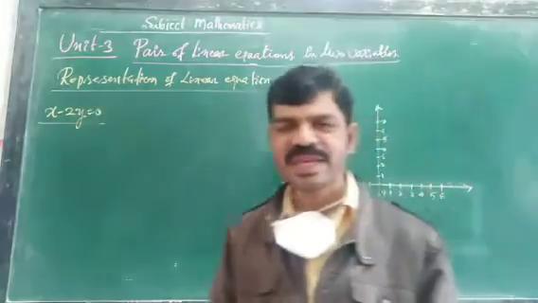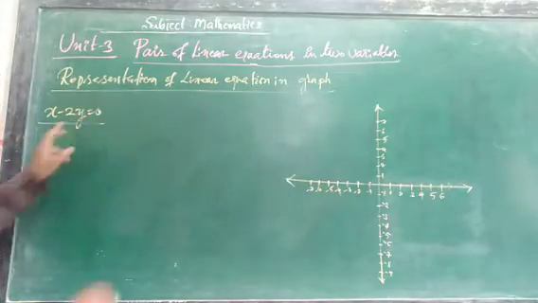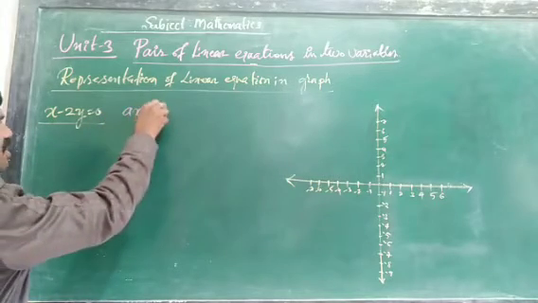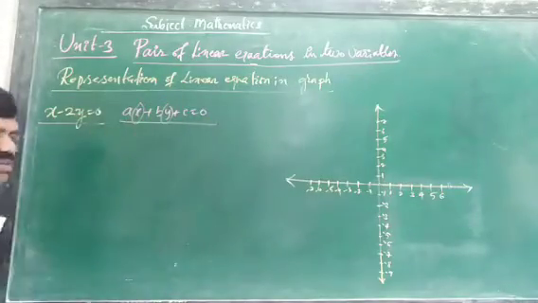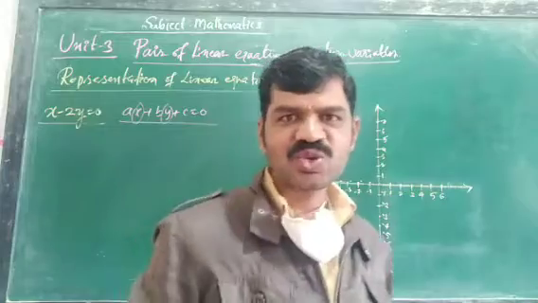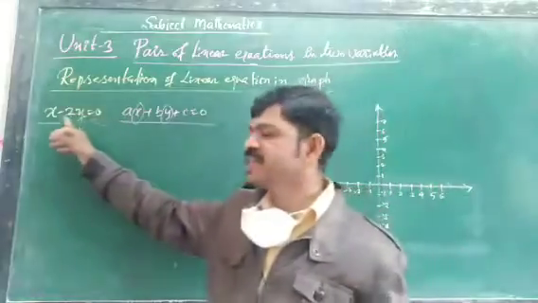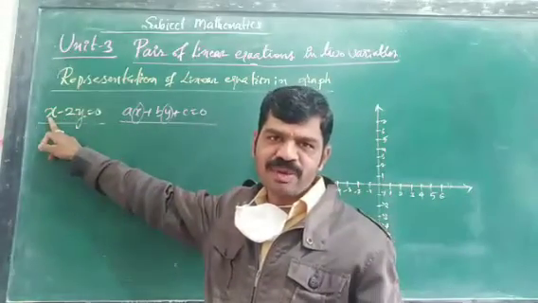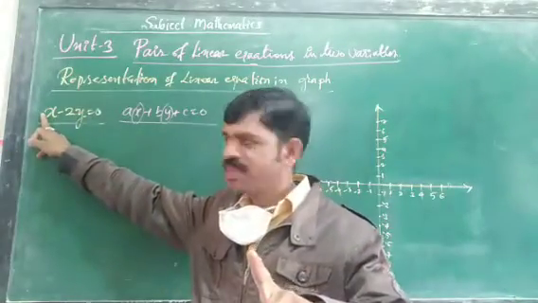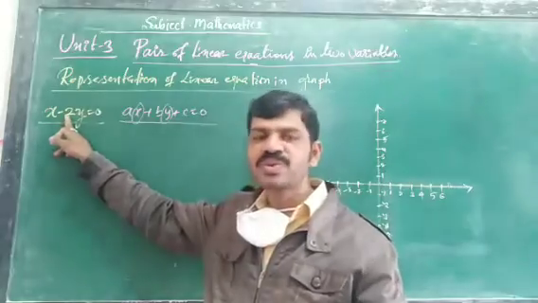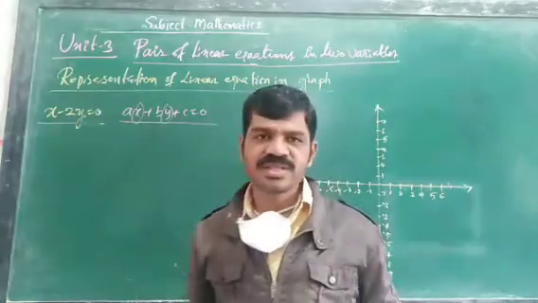Come on, let us see. Here we have x minus 2y is equal to 0. This is in the form of ax plus by plus c is equal to 0. So x is one variable and y is another variable; x and y are two variables. A, B, C are constants. The coefficient of x is 1. The coefficient of y is minus 2. There is no value of c, isn't it? These are constants: 1 and minus 2.